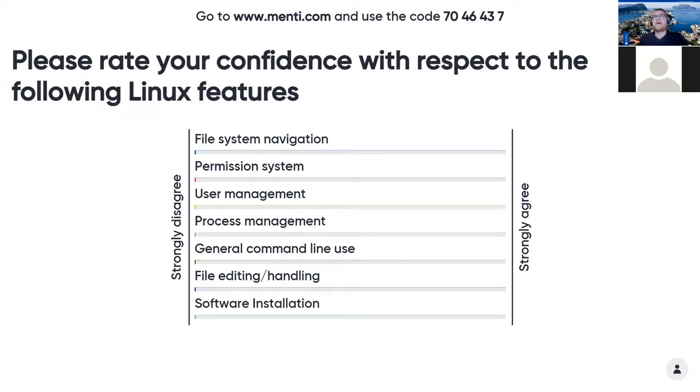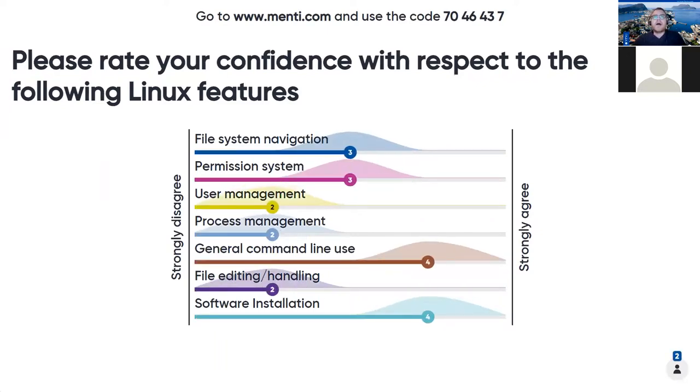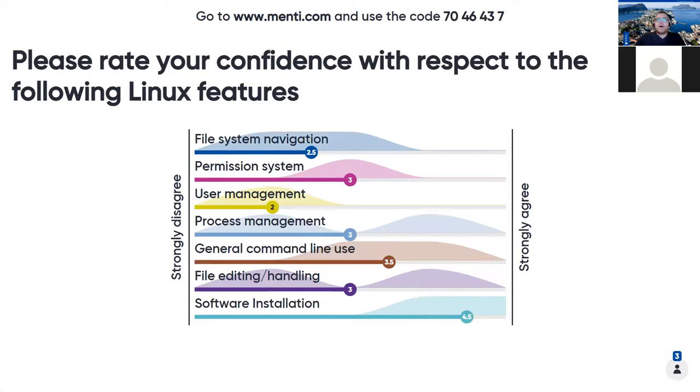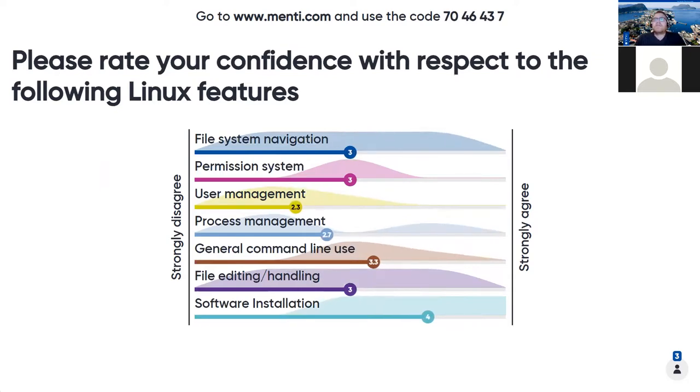So if you can, I hope you see the number displayed on the top right. You can just go to Menti and briefly indicate your experience. Yeah, okay, cool. Okay, let's see, three people.